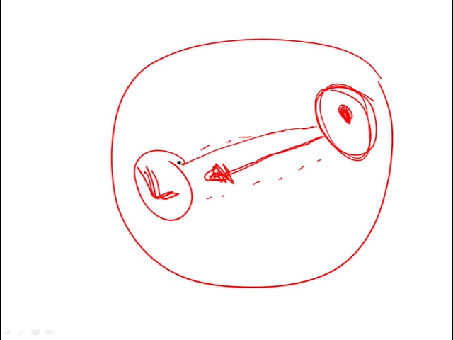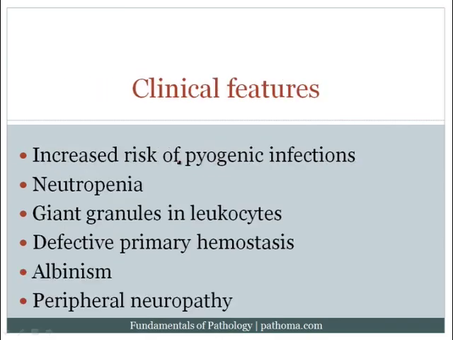So let's go back now and review the clinical symptoms. The clinical features are going to include the following. Number one, increased risk of pyogenic infections. Why would there be an increased risk of pyogenic infections? Well, I've just shown you in an image that the phagosome is created, but it can't merge with the lysosome because the railroad is sort of out. The tracks are out. And so therefore, patients are going to have an increased risk of infection because they can't destroy the organisms that the neutrophils consume.